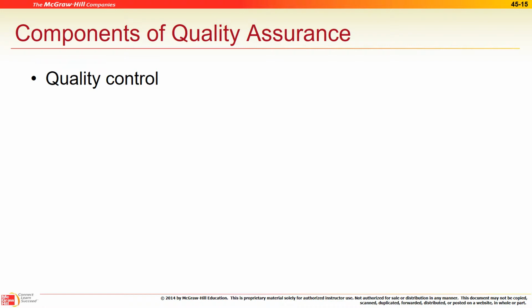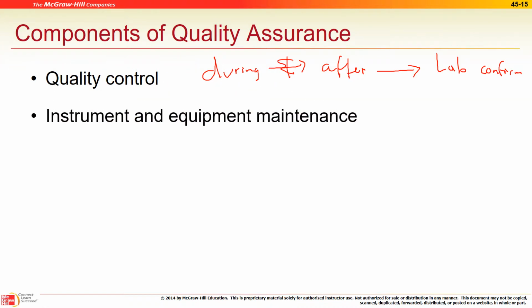QC. So QC is during and after. So we might monitor your staff while they're doing the lab, right? That's one thing for your control. And then after the lab is done, we may even send out our results to an outside lab just to confirm your results. So that's part of quality control. It's done afterwards to ensure quality.